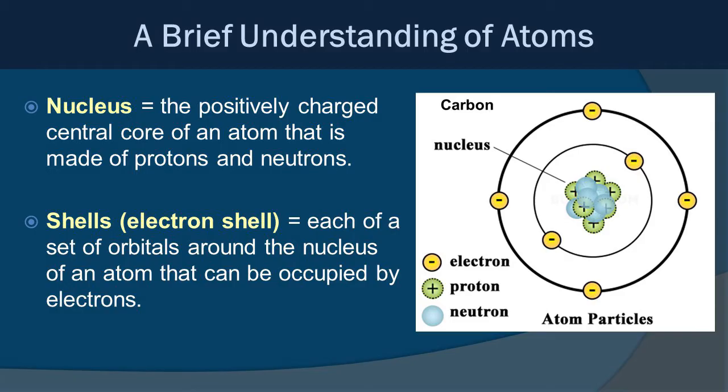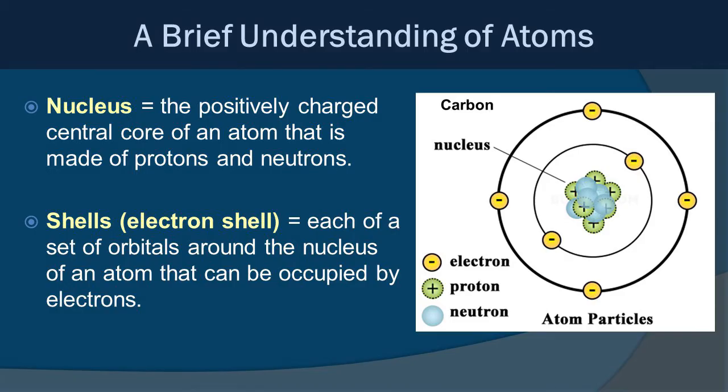So we know the atom has essentially a nucleus, which is a positively charged center core of the atom that is made up of protons and neutrons. Now around that are the electrons, and we call these electron shells. They are essentially each of a set of orbitals around the nucleus of an atom that can be occupied by electrons.